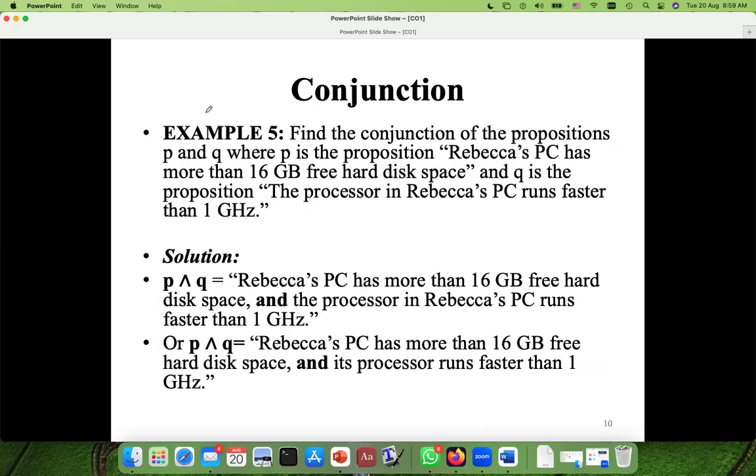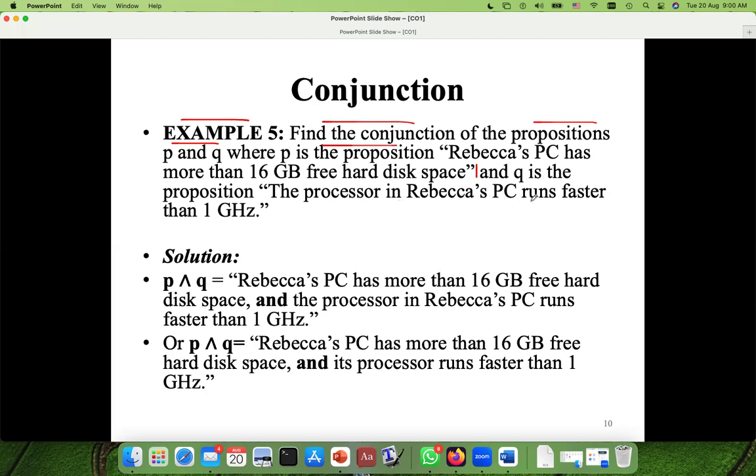So now we are going to see an example of this conjunction. Now this is a proper question. Find the conjunction of the propositions P and Q. Two propositions are given to you, P and Q, and you have to find the conjunction. P is a proposition: Rebecca's PC has more than 16 GB free hard disk space. This sentence is finished here. This is called P.